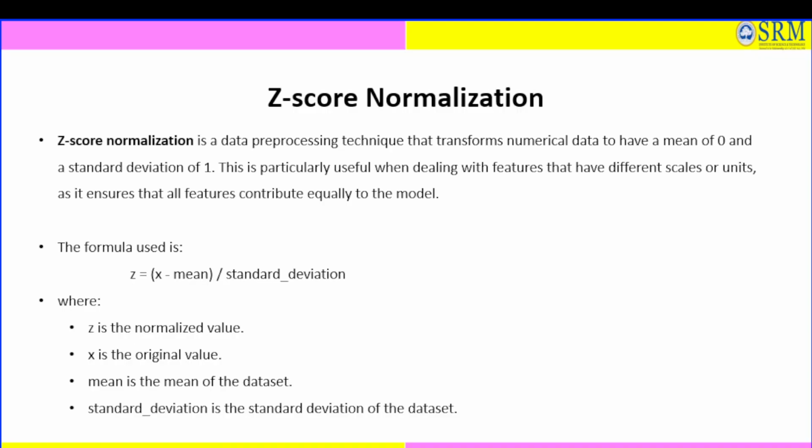And the formula is z = (x - mu) / sigma. Mu represents the mean, and the standard deviation is sigma. So, once you feed values into this formula, you will get a normalized value, that is z. So z is the normalized value, x is the original value you want to normalize, mu is the mean of the data set, and sigma is the standard deviation of the data set.